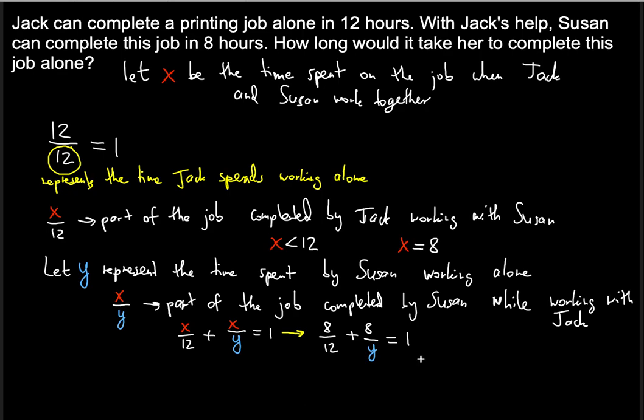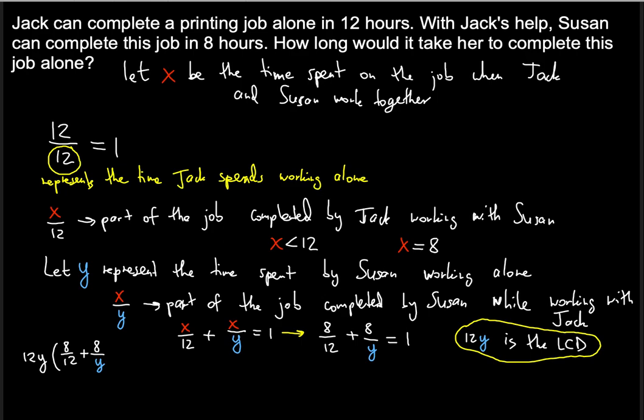Well, we basically realize that 12y is the LCD, the least common denominator, okay? 12y is the LCD. So now what that means is that we're going to multiply both sides of this equation by 12y. Okay, so we're going to do 12y, this is the LCD, that we're multiplying both sides of the equation. 8 over 12 plus 8 over y is equal to 12y, right? 12y times 1 is 12y.